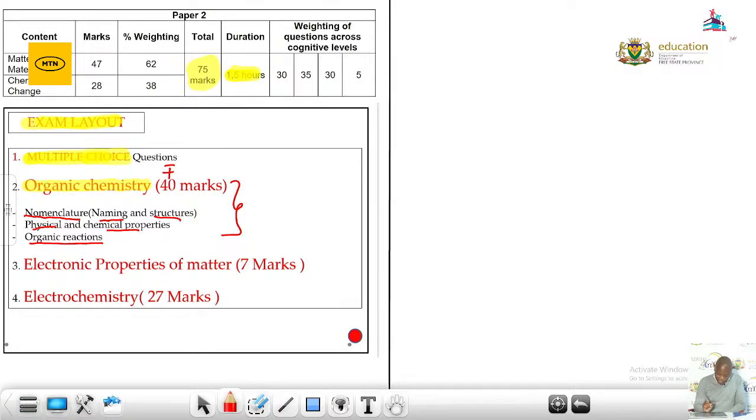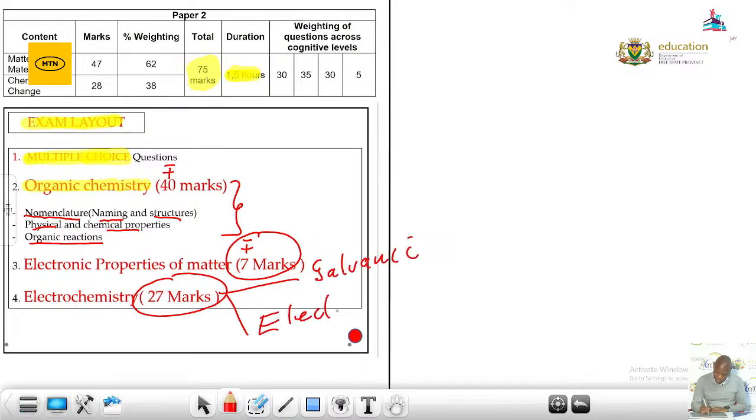And then we have electronic properties of matter. That will be plus minus 7 marks, usually around 4 or 5, but the maximum will be 7 marks. We'll also get into that when we do individual topics. And then the other one is electrochemistry, which, because it is done in term 3, a majority of us as learners, and a majority of us as teachers, don't necessarily teach it in the best possible way. Here we have our galvanic cell, and we also have our electrolytic cell.